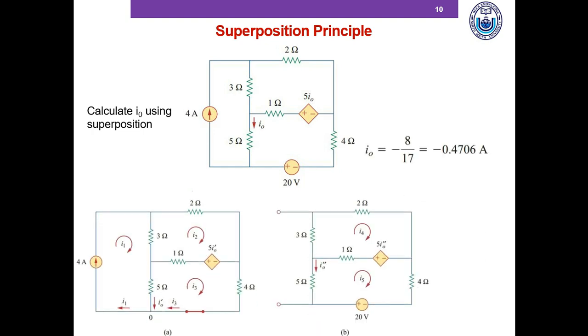Okay, so at first we keep the 4 ampere current source active and compute the current through the 5 ohm resistor. In the second step we again compute the current through the 5 ohm resistor, but we have replaced the current source with an open circuit and turned on the voltage source. So this is the overall current.